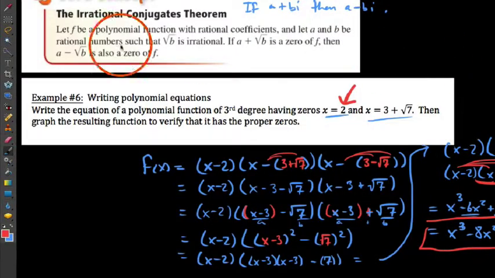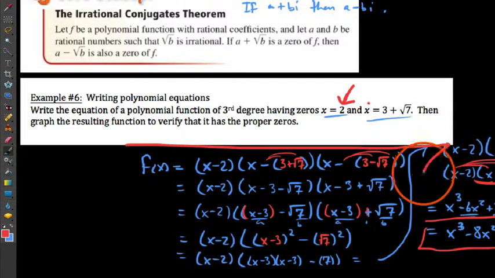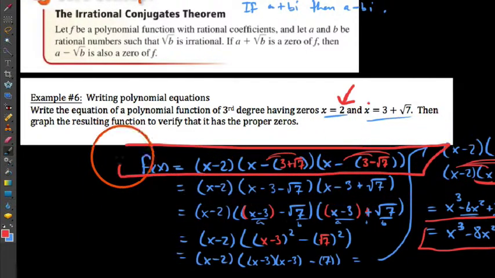Okay, so the irrational conjugates theorem basically means, remember, that if you have an irrational zero, whether it's imaginary or not, it has to occur in conjugate pairs. And in terms of writing the factors from the zeros, that's really important that you always write x minus the zero, whether that be some parenthetical quantity like 3 plus the square root of 7, or if it's just a negative 2, I should probably put parentheses around that.